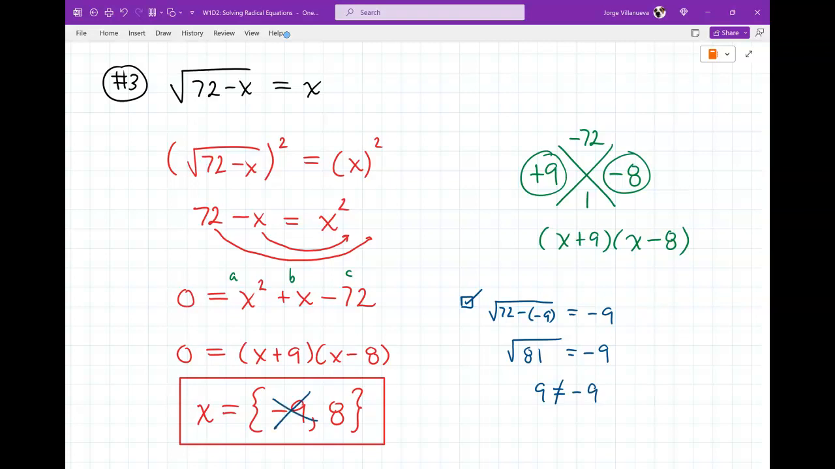What about 8? Does 8 work? Yeah, 72 minus 8 gives me 64. So if I plug in an 8, I get square root of 64 equal to 8. So 8 equals 8. That checks out just fine. So my only answer is 8, not negative 9. Okay? So remember, you only want to check for those excluded values whenever you have a squared term.